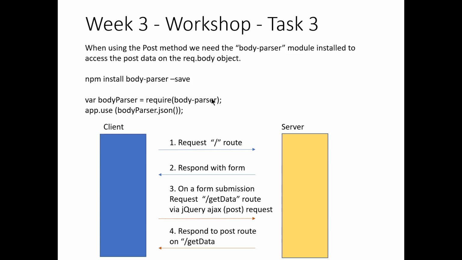Body parser has a number of parsers available like JSON, raw, text, and URL encoded. By using the app.use method, these parsers can be applied to all requests that come to the server and are processed before the route handlers.